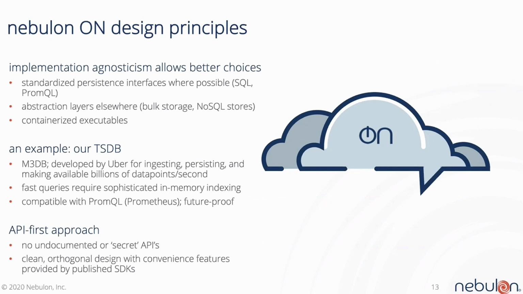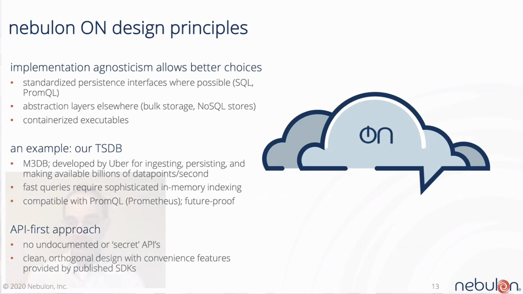The other part of API first was that where we had a choice to make between optimizing a particular function and elegance and orthogonality, we went for elegance and orthogonality. This makes the API easier to maintain, easier to iterate on, easier to test, and easier to release quickly.